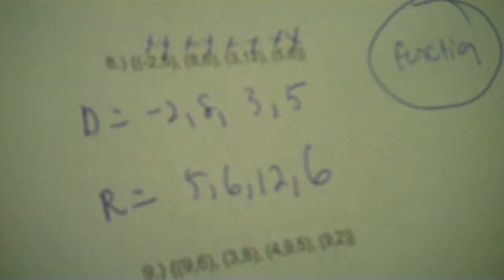5, 6, 12, 6. So 9, 3, 4, 9. 6, 8, 9.5, 2. So I have repeats there in the domain. Remember, the range doesn't matter, it's the domain, so it's a non-function.